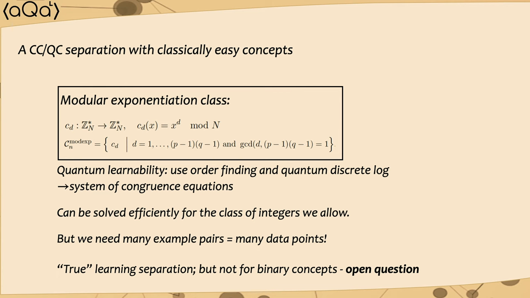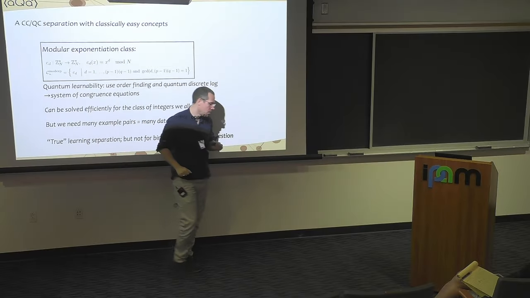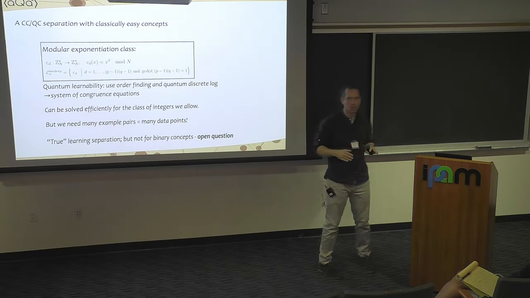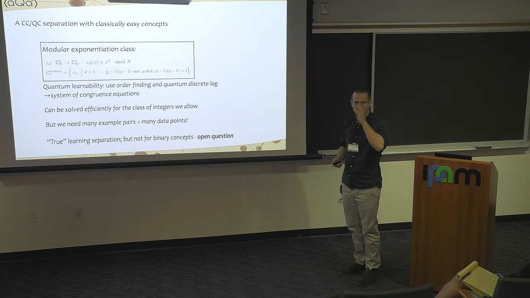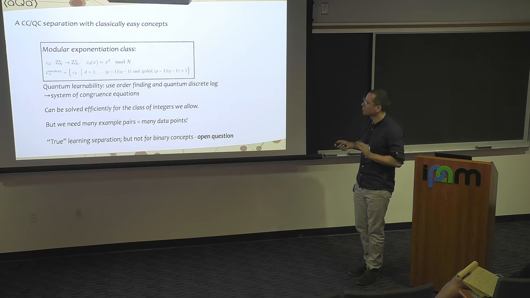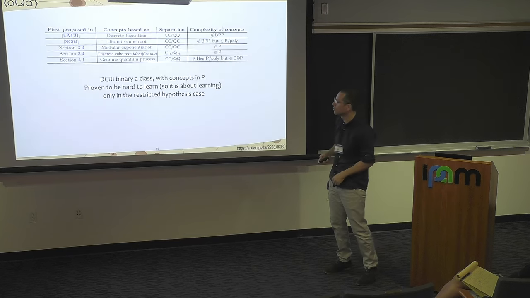What I didn't emphasize is that the concepts are not binary anymore. They're bit strings. We're trying to get rid of this and have only one bit as an output, but we're kind of stuck there. We think it's true that you can get away with just one bit, but we didn't prove it. So this is excellent, except that I don't have these strings.